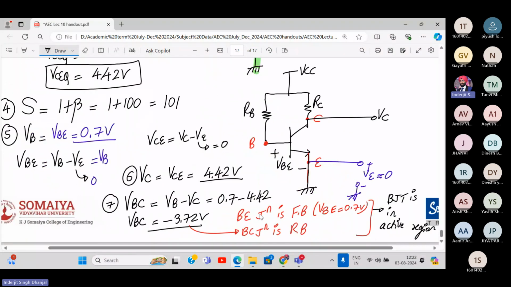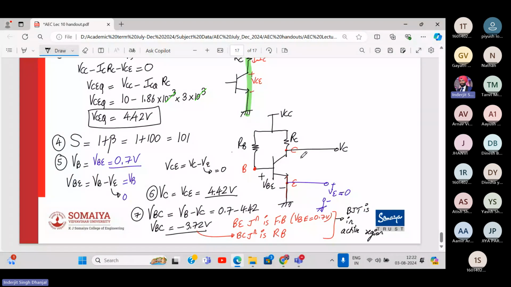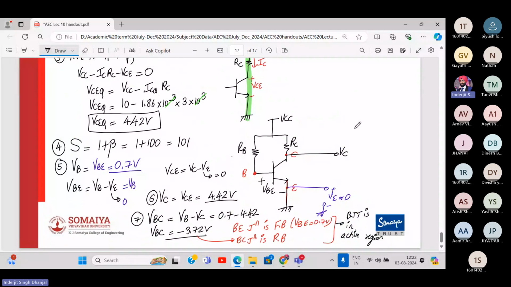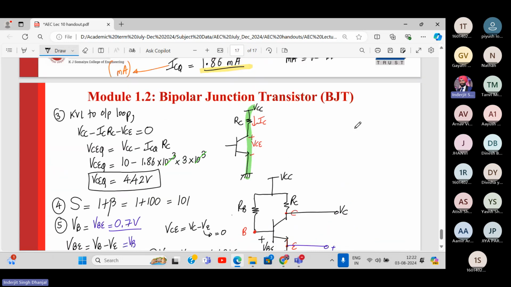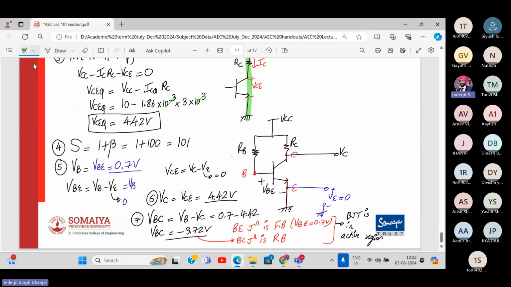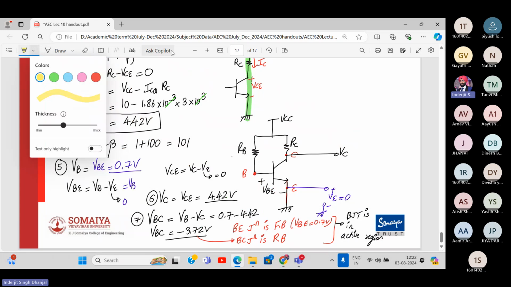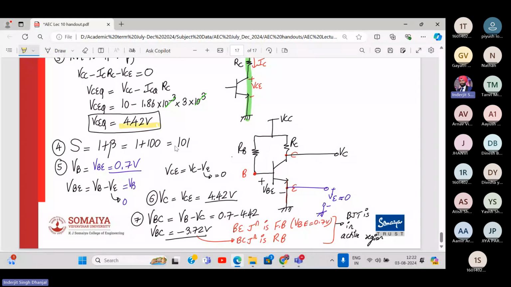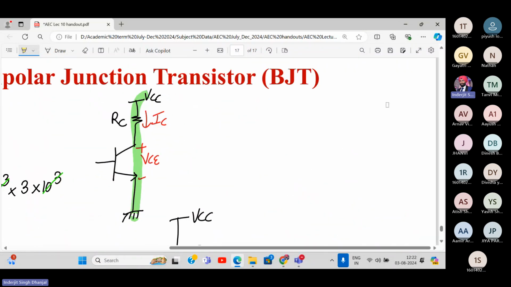Are you following? So please have a look at it. Everyone followed this? And you got all the values as we are getting over here. So what are the important values over here? We have VCE, ICS, VB, VC, VBC. So if we have completed this, let's finally plot the DC load line.